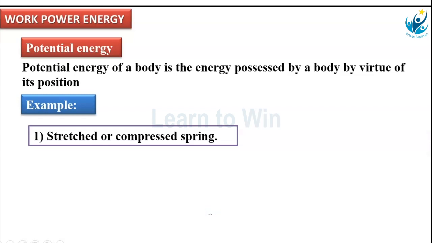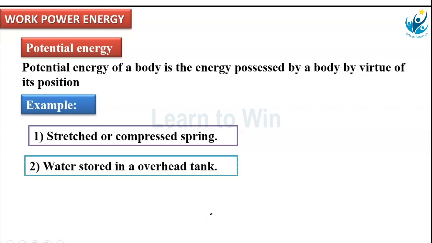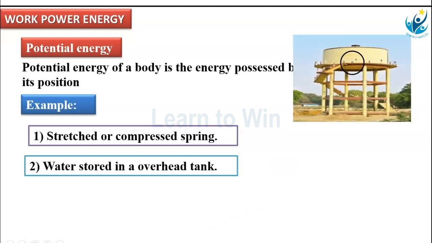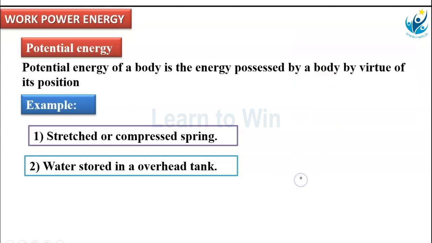Now, the second example, water stored in an overhead tank. This is the tank, and in the tank, water is stored. The energy of this water is potential energy. Why? Because with respect to the ground, the water is situated at a certain height. Position is there. Due to that position, whatever energy is possessed by the water in the overhead tank, that we call potential energy.